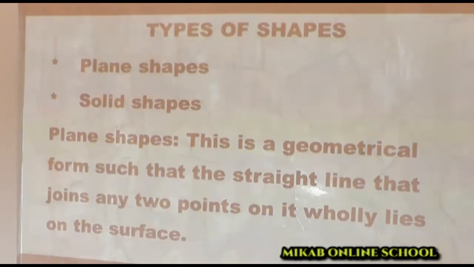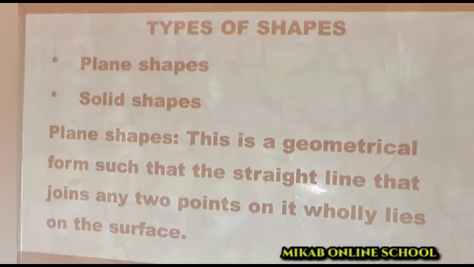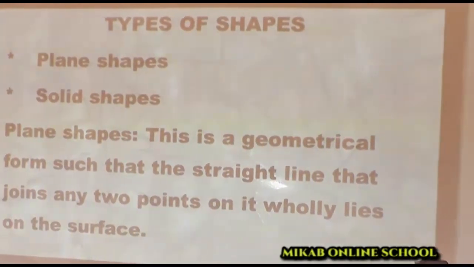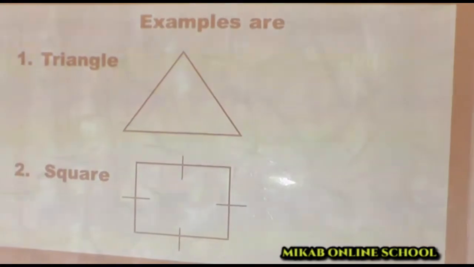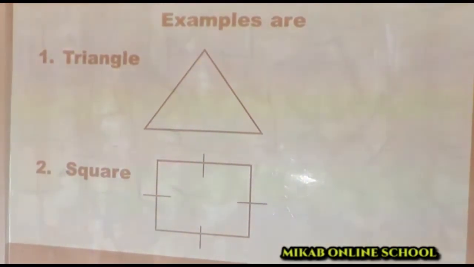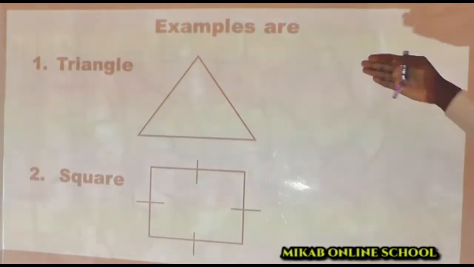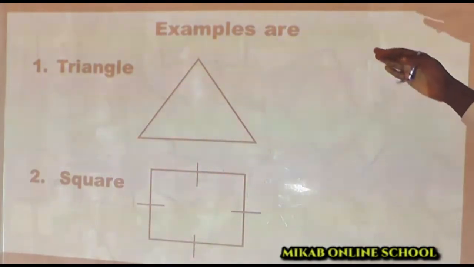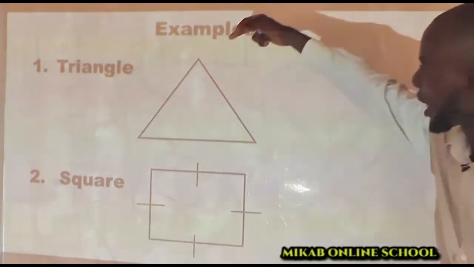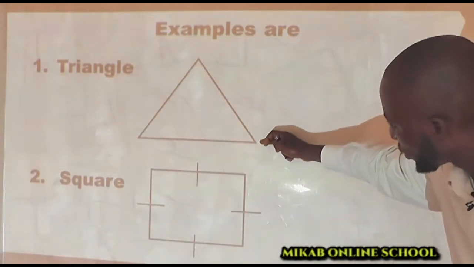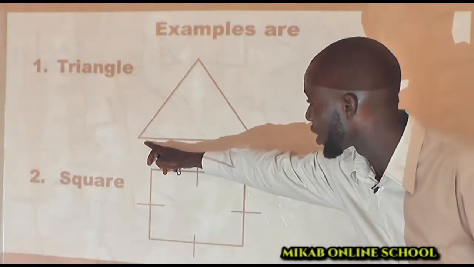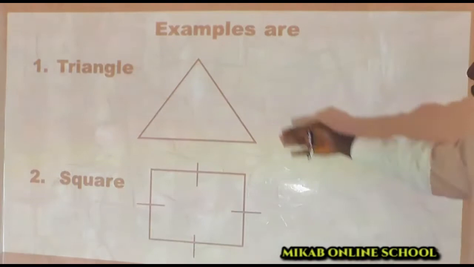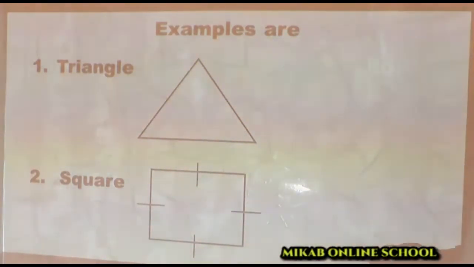If you are talking about these plane shapes, we have different examples. One of the examples is the triangle. A triangle has three sides. We have a vertex at one side, this is another vertex, and this is another vertex of the triangle. Together we call them vertices.